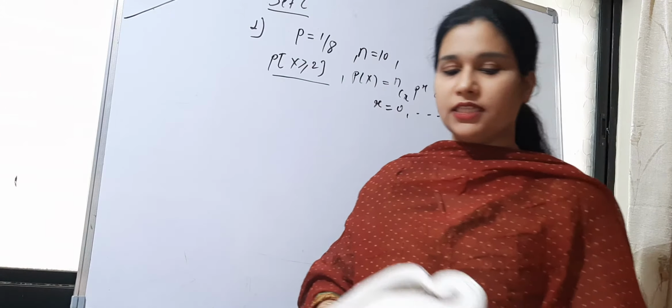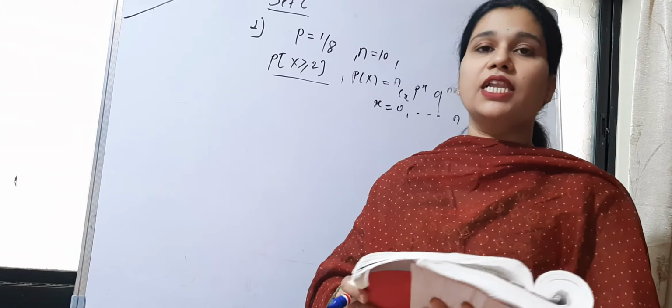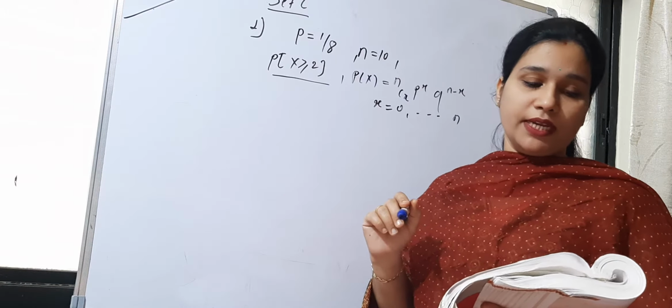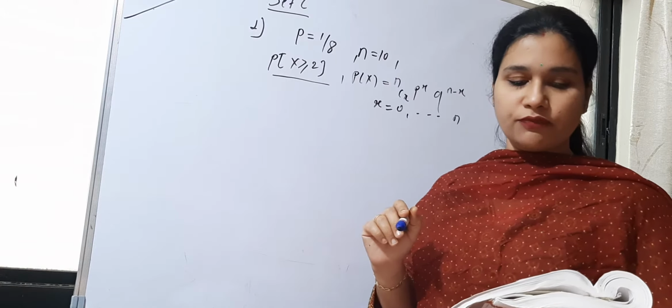It is known that the probability of a missile hitting a target is 1 by 8. Means P is given to us as 1 by 8. After that, what is the probability that out of 10 missiles fired, so the value of n is equal to 10, at least 2 will hit the target? Means we have to find the probability of x greater than or equal to 2.